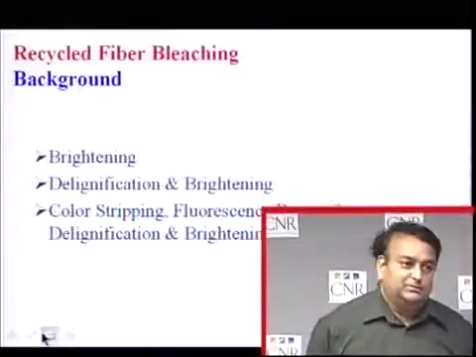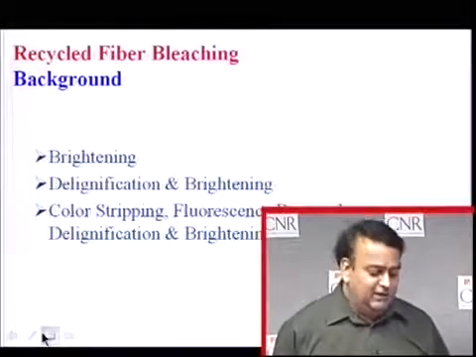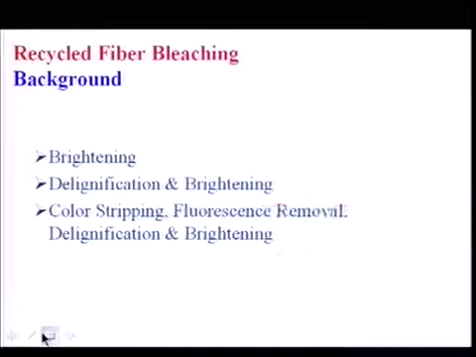Now let's take a look at fundamentals of bleaching. I have divided here brightening, delignification and brightening, and color removal. What is brightening? If we take mechanical pulp, there we are modifying the chromophores without losing the yield. So the mechanical pulps are bleached under the condition called brightening. In the case of chemical pulp, they are bleached under the condition called delignification and brightening. Both are happening in chemical pulp bleaching.